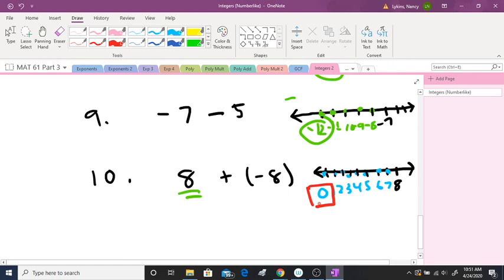So as we're looking at integers, I would look at both of the videos that I've created and see which one it is that you like. Are you a visual person? If so, use a number line. I always like using money. So remember, positive means you have the money. Negative means you owe the money.